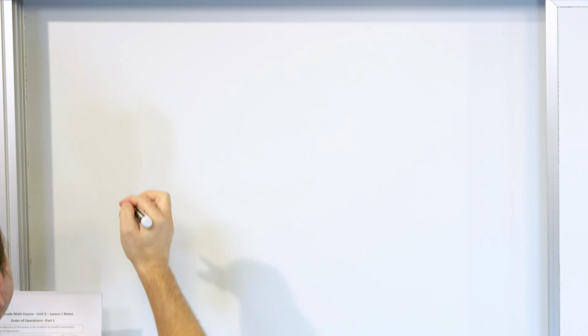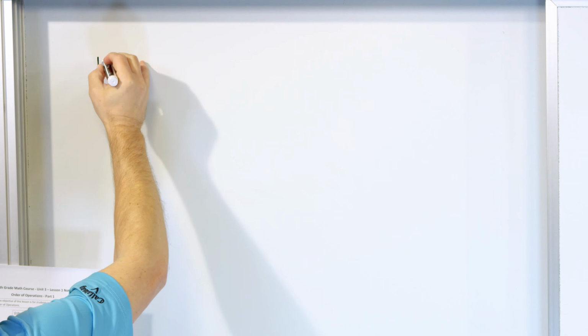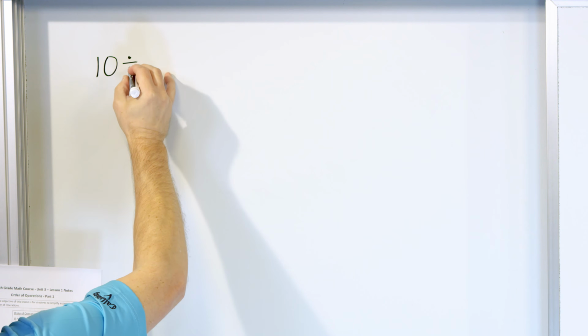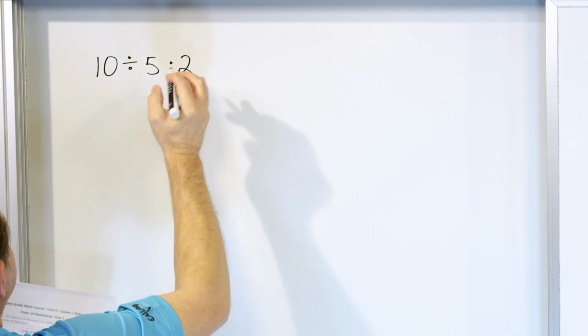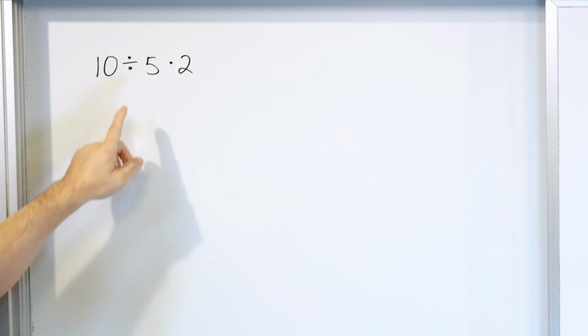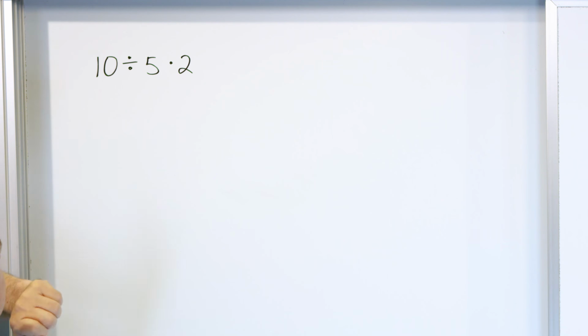So let me show you an extremely simple problem that illustrates what we're really trying to figure out here. Let's take the following problem. 10 divided by 5, and then multiplied by 2. So we have two operations going on. We have division, and then we also have multiplication.